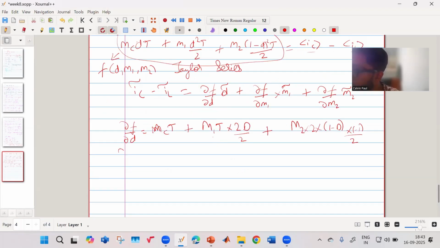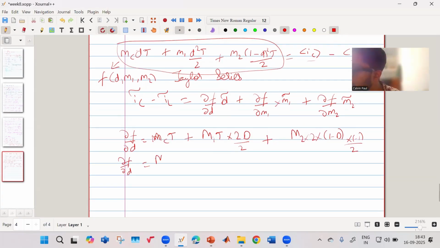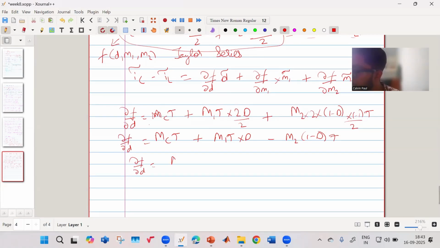So your dou F upon dou D is equal to MCT plus M1T into D minus M2 into 1 minus D, so now into T. So your dou F upon dou D is equal to MCT plus T into M1 into D minus M2 into 1 minus D. All right. So this is actually equal to 0.